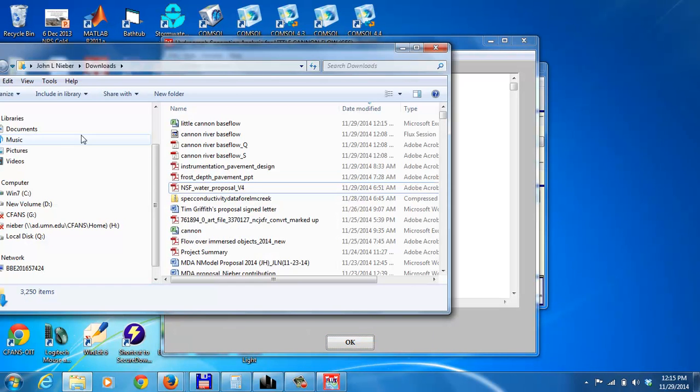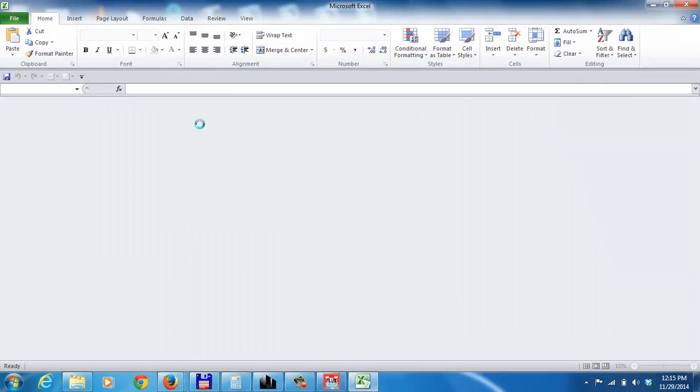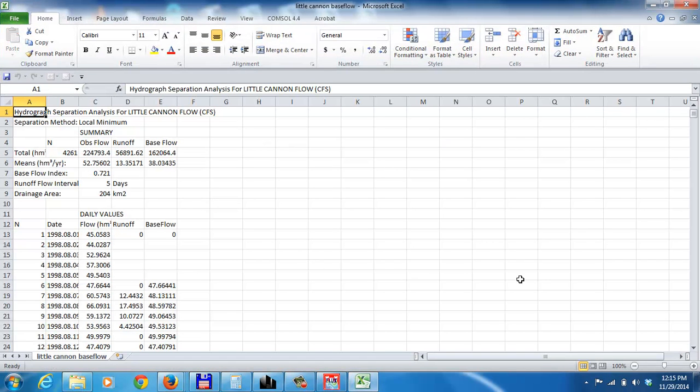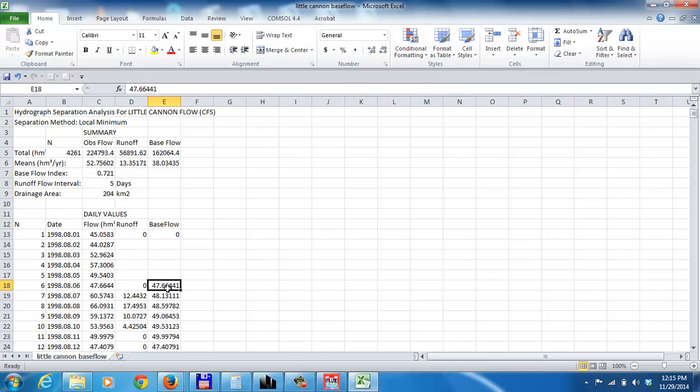So you should be able to go over here, find the file. It's got little cannon base flow. And this will be it. So these are the data that you saw before. All the information is up here, base flow index and all that was at the bottom of that list is now shown up here.